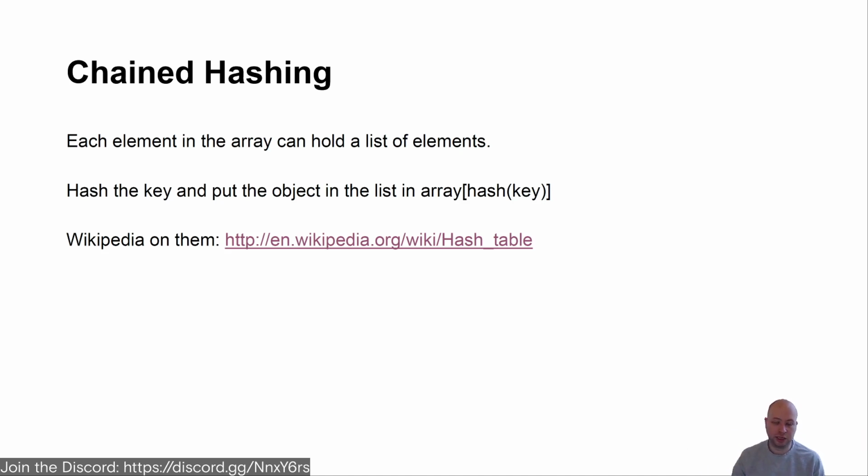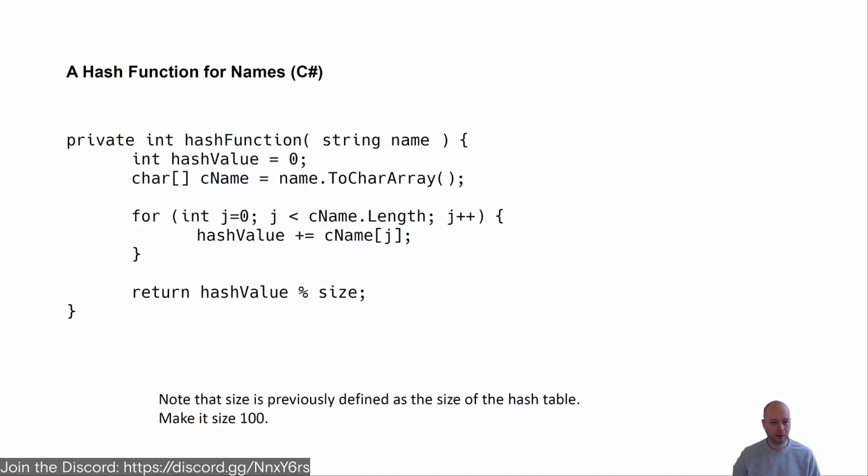So the list, each element of the array, instead of being just an individual location, can be a list, an additional or dynamic array, or a vector, right, which is a resizable static array. So yeah, chained hashing is also kind of a catch-all type of thing.